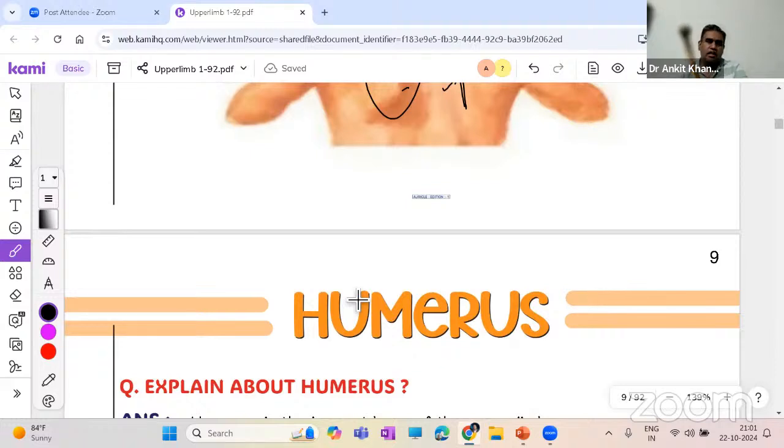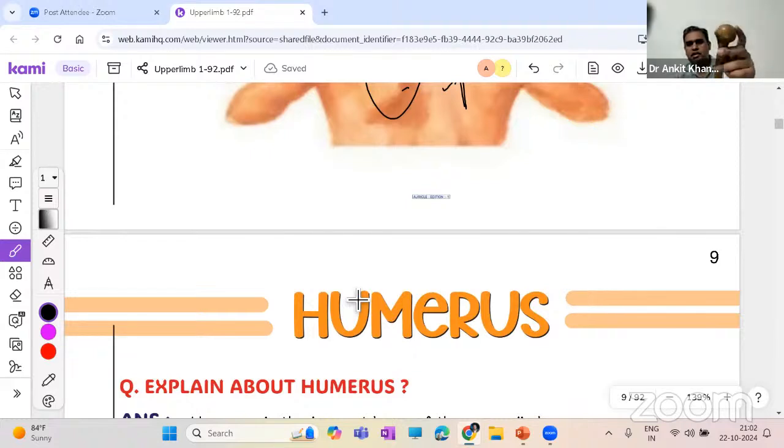Its counterpart in the lower limb is the femur. And if you look at the femur, its weight is around 3 to 4 times. I'm just roughly guessing it like this, but it's a huge bone. Its length is more, its girth is more, and its weight is also more. So the humerus has two ends, upper and lower end, and a shaft.